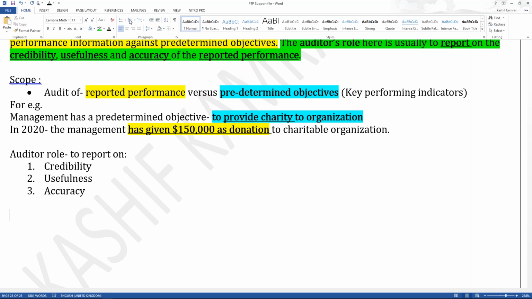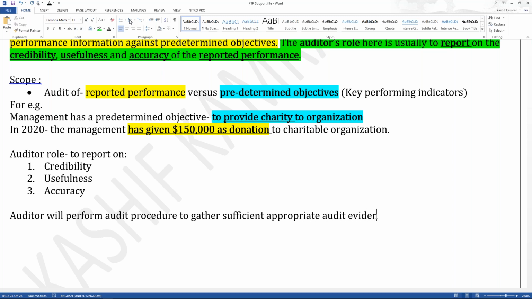How would you do that? Auditor will perform audit procedures because that's the only thing the auditor can do. Auditor will perform audit procedures to gather sufficient, appropriate audit evidence that the reported performance is credible. Reported performance is credible, full stop.